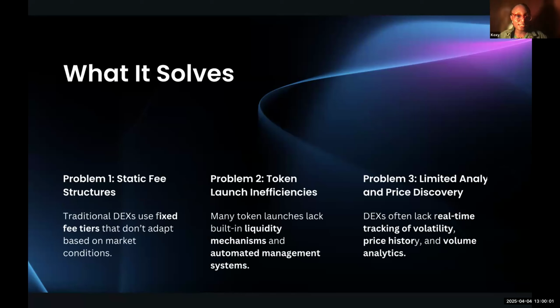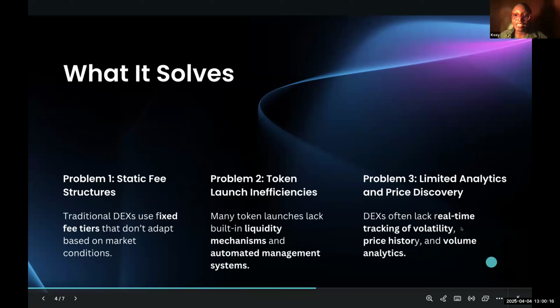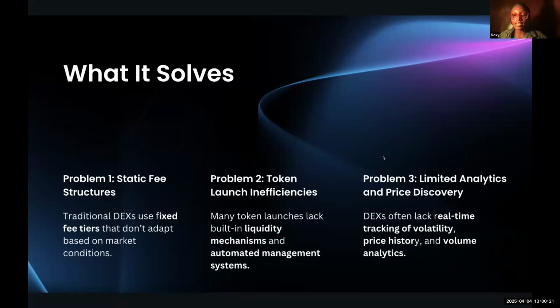So what exactly does this solve? It addresses three different problems. The first problem is the static fee structure. Traditional DEXs use fixed fees that don't adapt to market conditions. It also solves the token launch inefficiency: many token launches lack built-in liquidity mechanisms and automated management systems. And it solves the limited analytics and price discovery, since DEXs often lack real-time tracking of volatility, price history, and volume analytics.